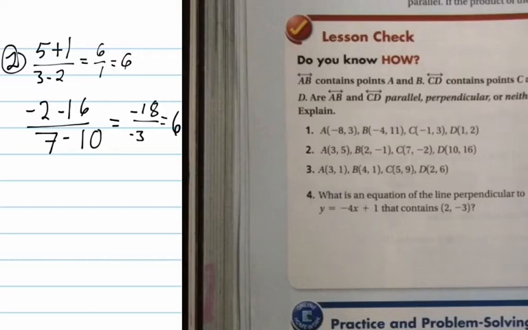That's not what I got. Did you get 0 over negative 1? Yeah, so 0 over anything is 0.